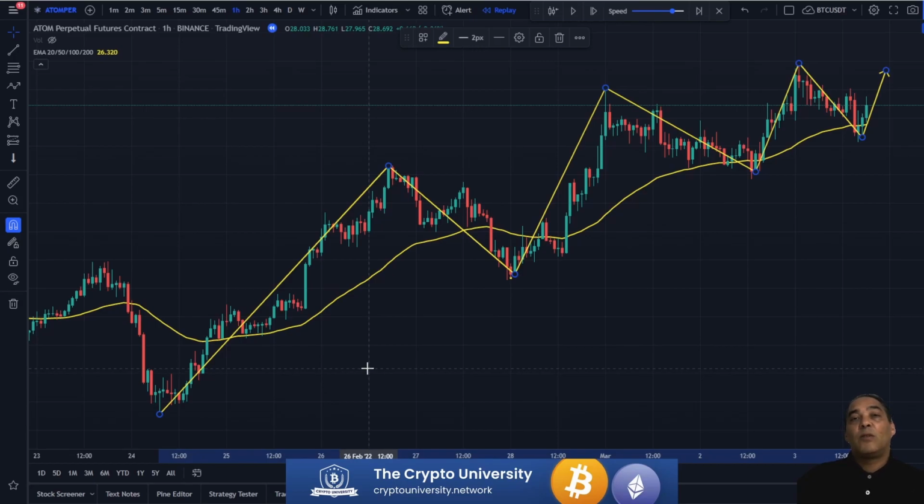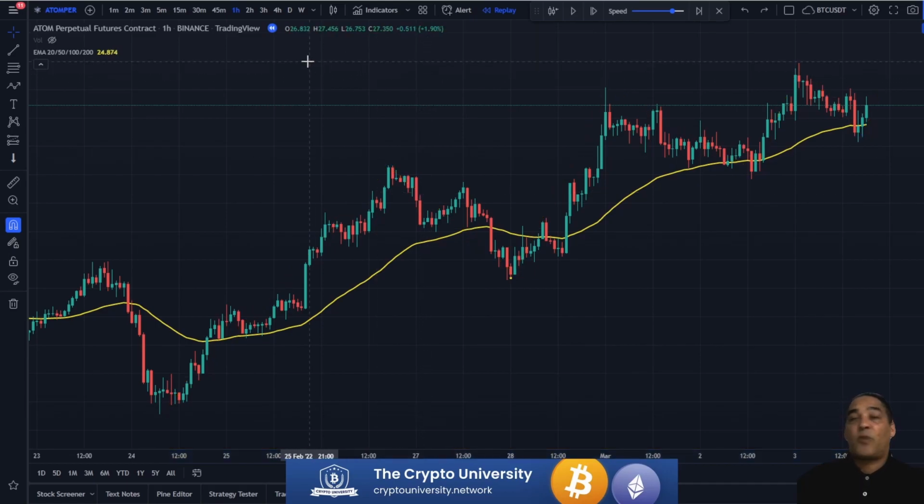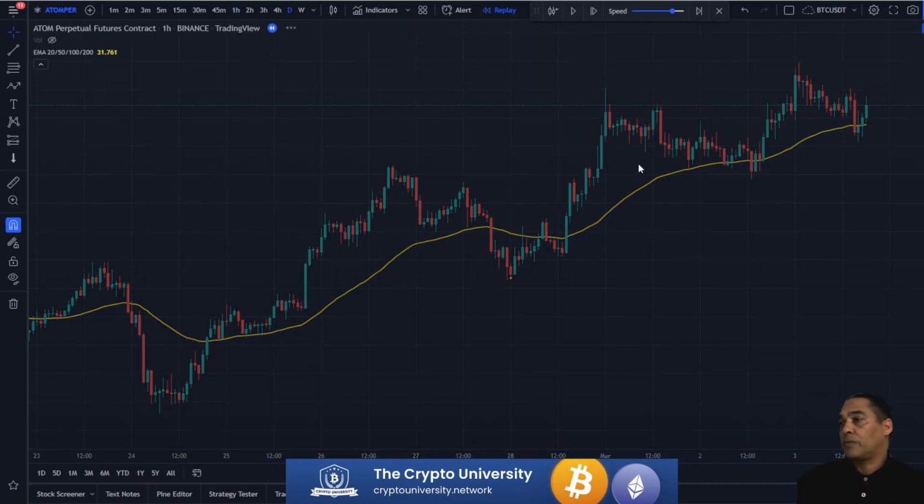So what is my second rule? My second rule is finding support and resistance on a higher time frame. For me, that would be the daily chart. So let's hop onto the daily chart to find our support and resistances.